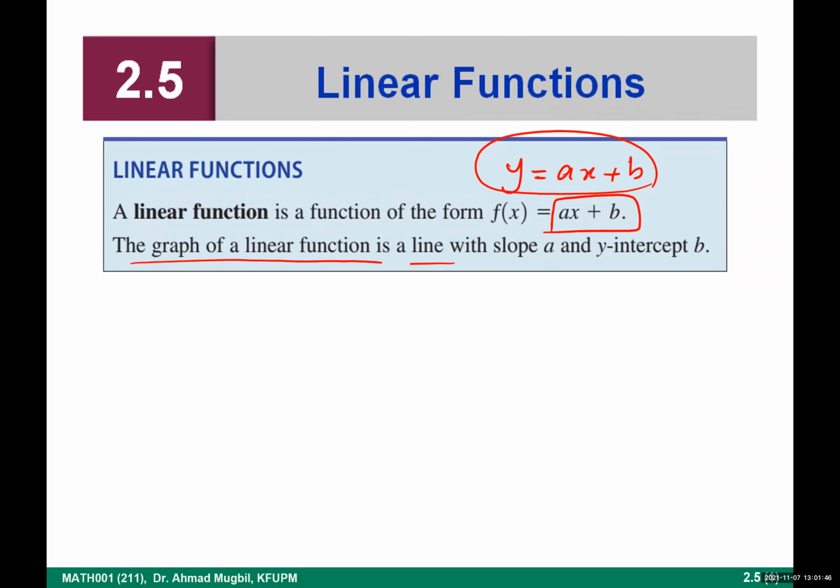The slope is the coefficient of x. What is it? A. And the y-intercept is what? B. Why is b the y-intercept? Because if you put x equals 0, what will be y? Y will be b. Look here, if x is 0, this will be a multiplied by 0. It will be 0, y equals b.